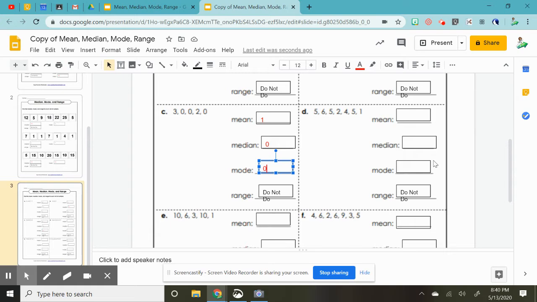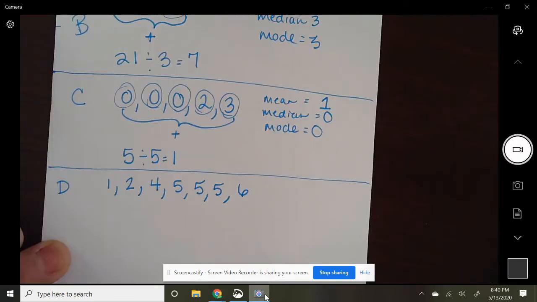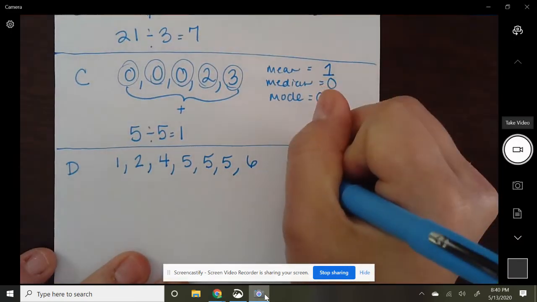Okay, I have a feeling it's going to get a little more complicated with D, just looking at those numbers. Let's see. Okay, I'm going to go ahead and put them in counting order. 1, 2, I don't have a 3, 4, 5. I have 3 5s. 5, 5, 5. And I am finishing it with a 6. Show you my paper. Give you a chance to look at that.